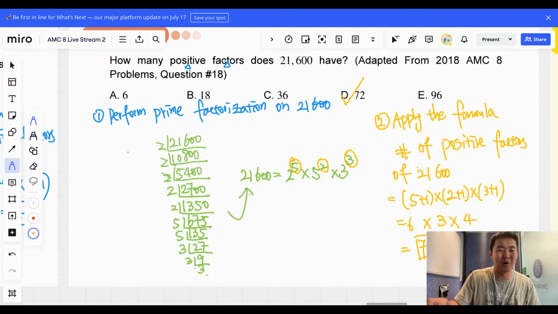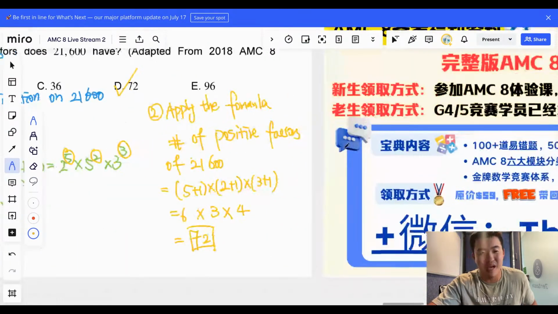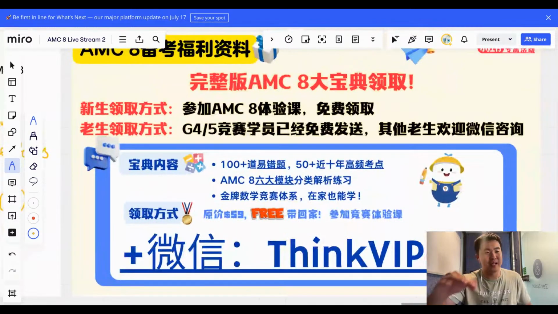Just be careful with the exponent. Then don't forget about the add 1. Okay, good. So that will be enough for the last problem.